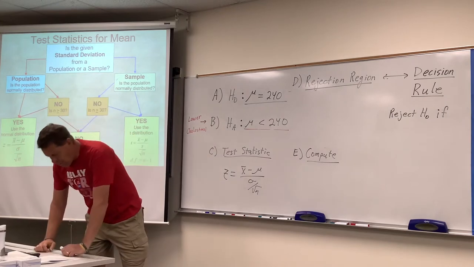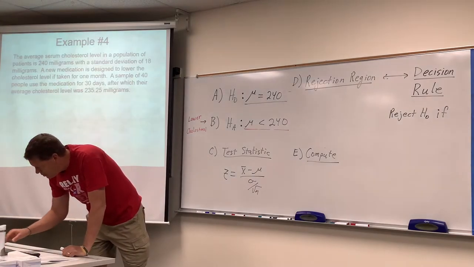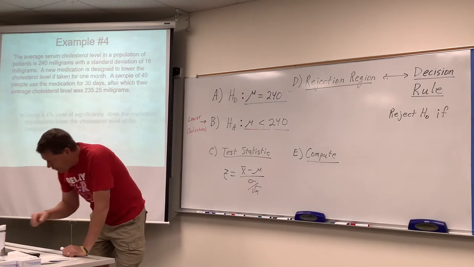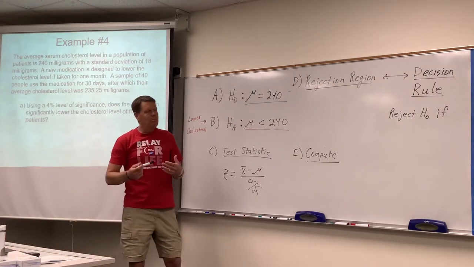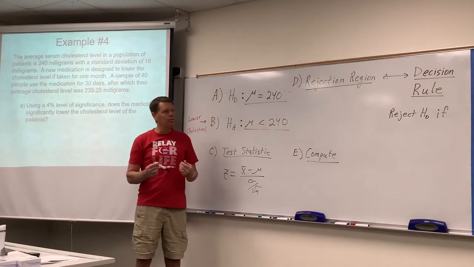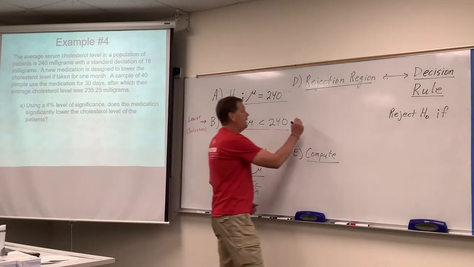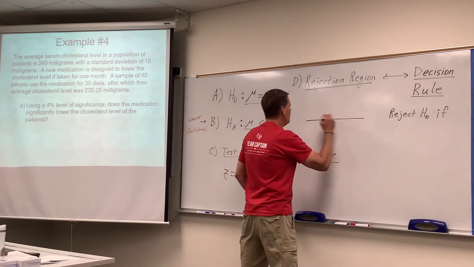All right, so now we go and we create our rejection region, and that depends on alpha. And this is where the part A and part B will differ from each other. In part A, you'll notice we're going to use a 4% level of significance. So here we go back with Z. That's our good old friend, the standard normal bell curve.